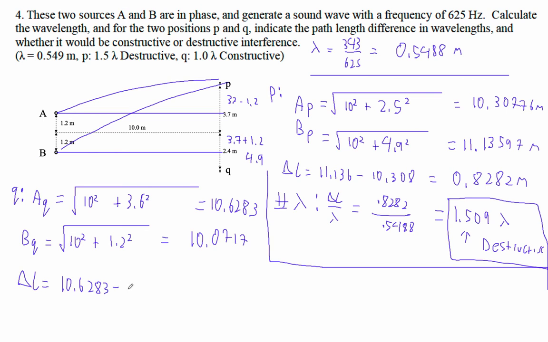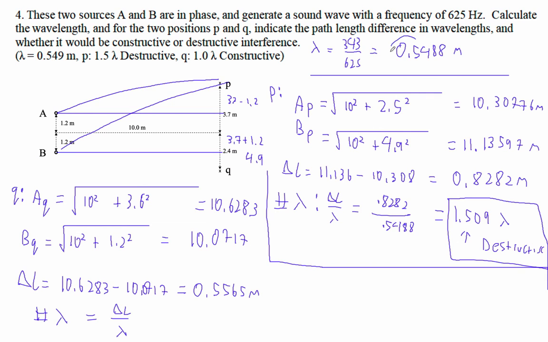So our difference in length is just 10.6283 minus 10.0717. Oh, 0717, sorry. Okay, so I'm going to take this guy, subtract that guy, and I get that it's 0.5565 meters, right?